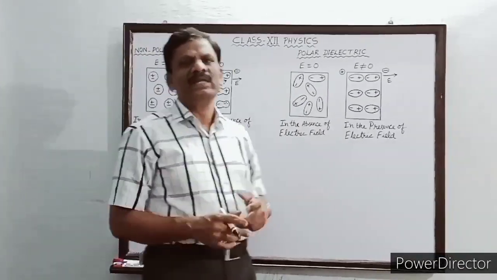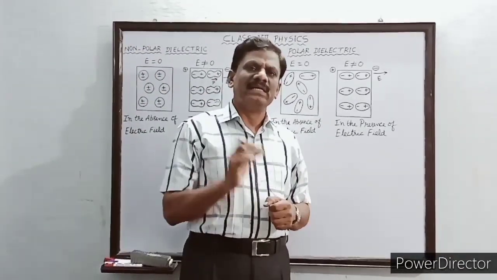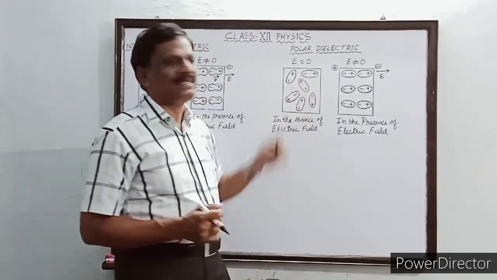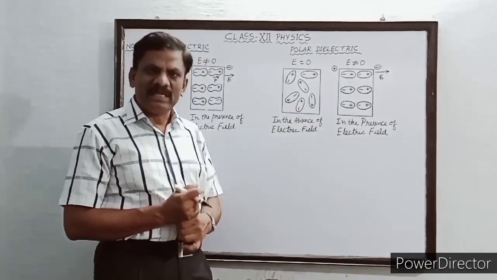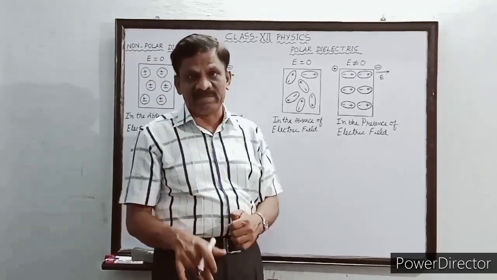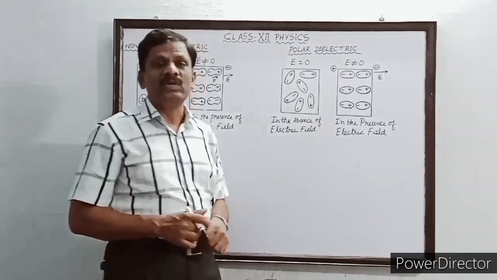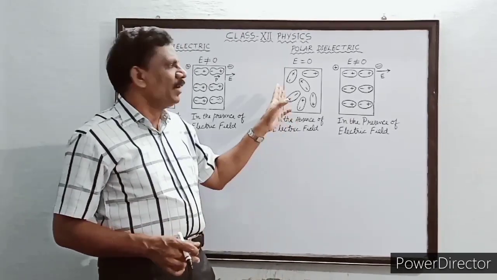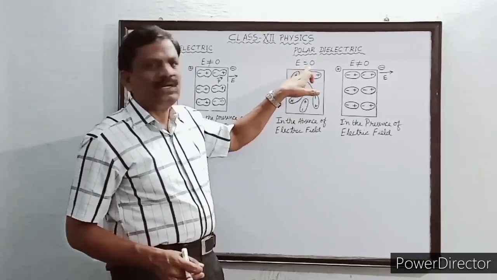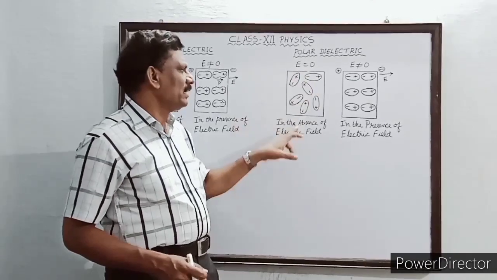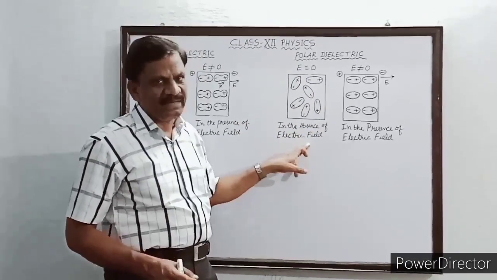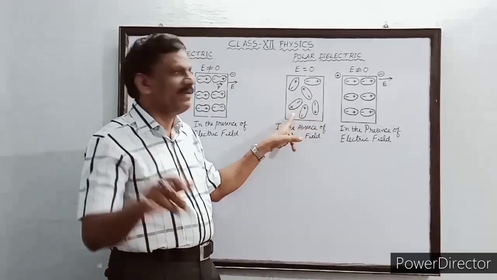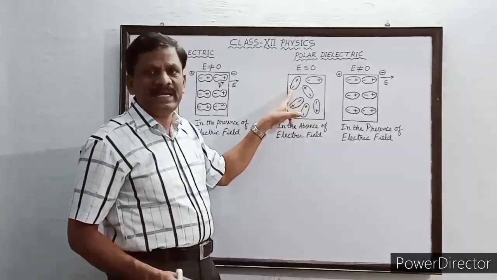So what is a polar molecule we have defined earlier? Here the centers of the positive and negative charges will be separated from each other, so that even in the absence of electric field, each and every molecule will possess an electric dipole moment. Look at the picture. This is E equal to 0. What do you mean by that? In the absence of an electric field. So in the picture you see every molecule is already having a positive pole and a negative pole.